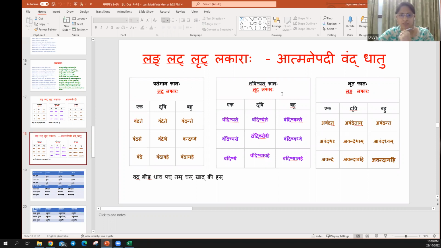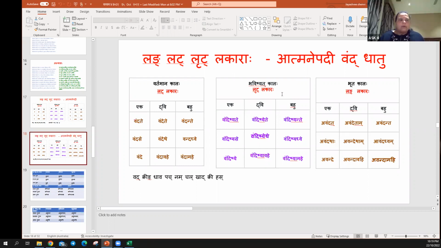Vartamana kala, lat lakara. Vandate, vandete, vandante. Vandase, vandethe, vandadhve. Vande, vandavahe, vandamahe. Bhavishyat kala, lrut lakara. Vandishyate, vandishyete, vandishyante. Vandishyase, vandishyethe, vandishyadhve. Vandishye, vandishyavahe, vandishyamahe. Bhutakala, lang lakara. Avandata, avandetam, avandanta. Avandathaha, avandethaam, avandadhvam. Avande, avandavahi, avandamahi.